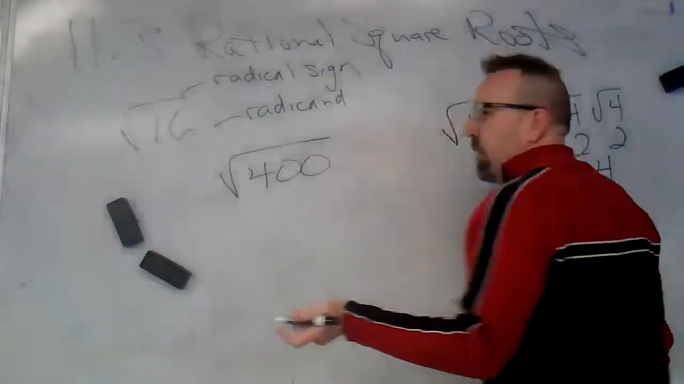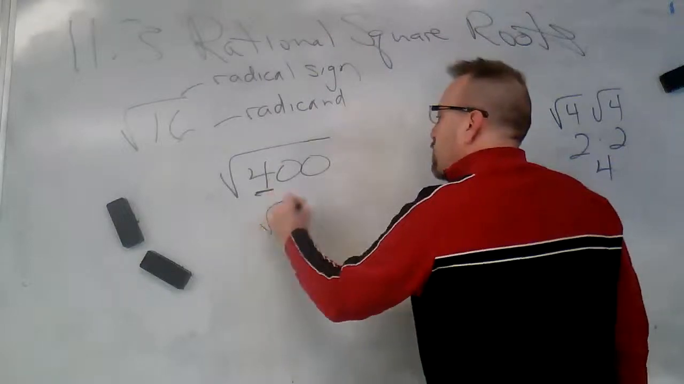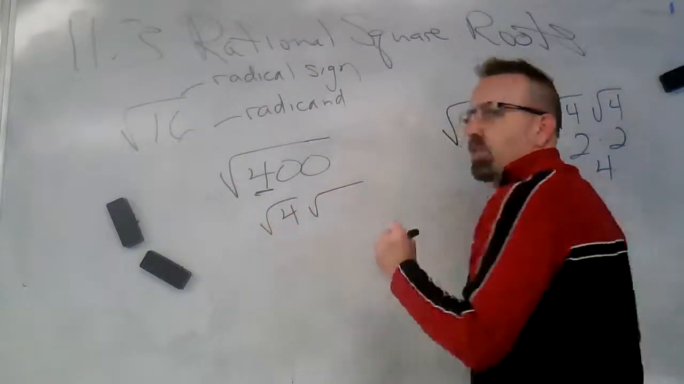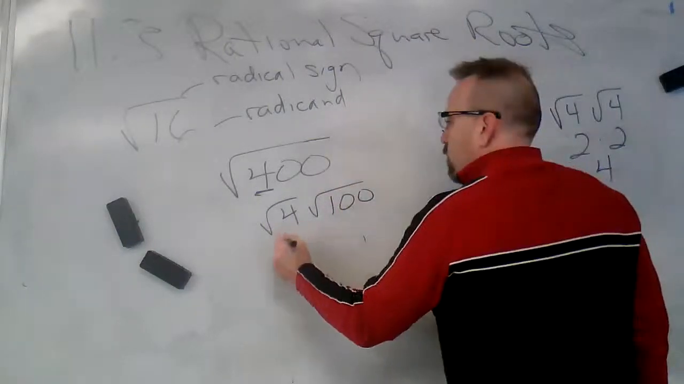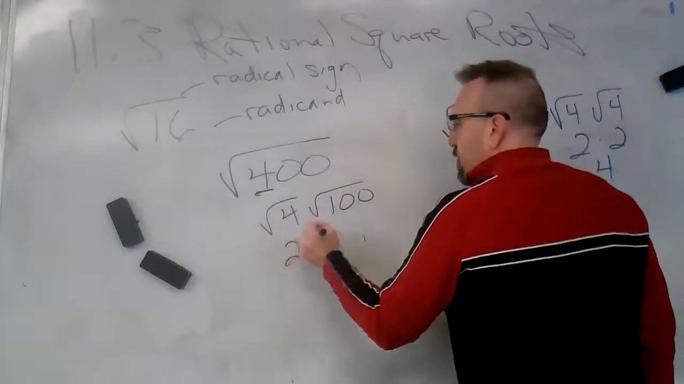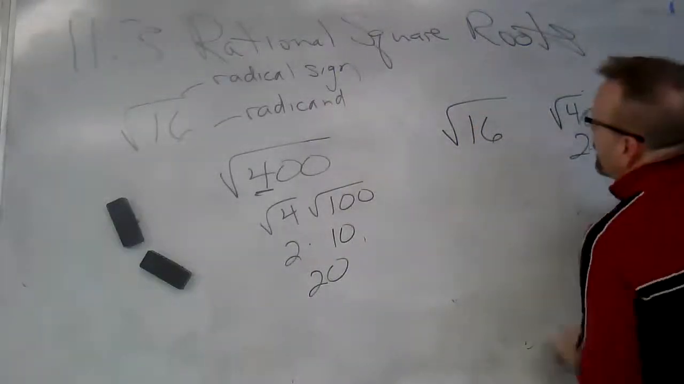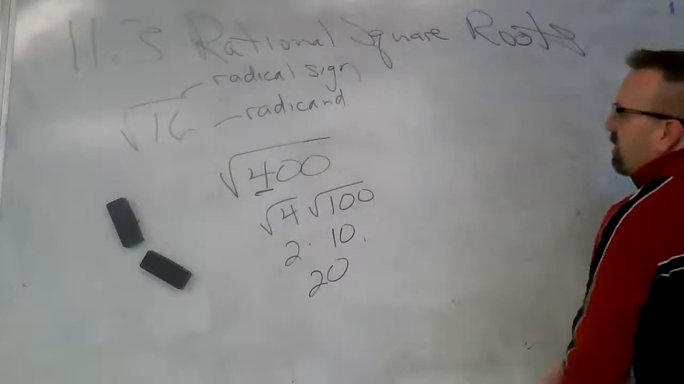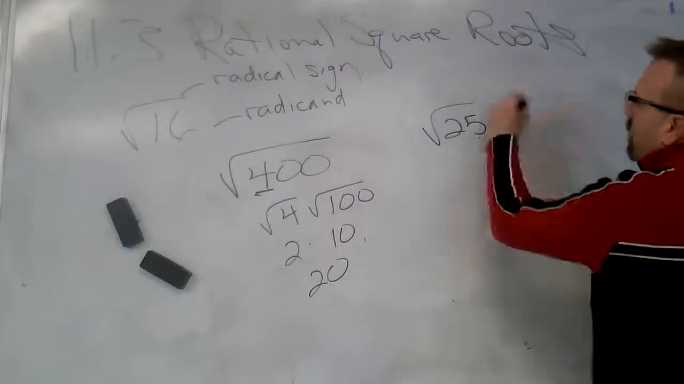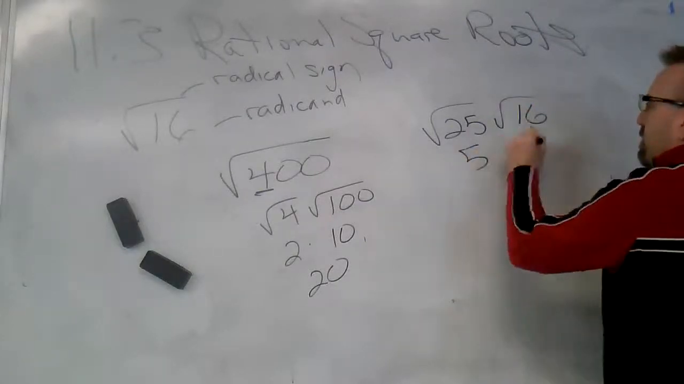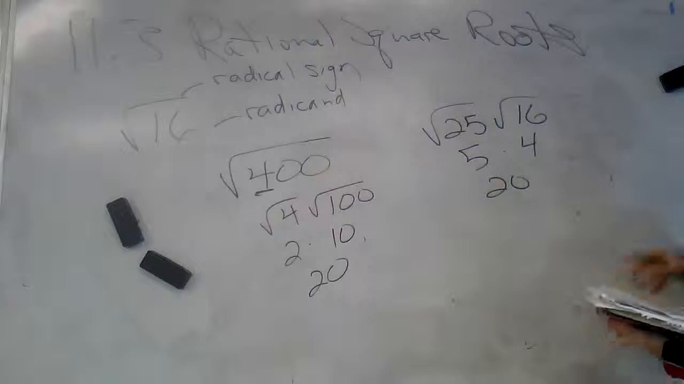20 is not a perfect square, but think, what's that right there? 4 times what? 4 times what is 100? Are those both perfect squares? And then we'll do it where we break it down a little bit differently too. So that's 2, that's 10. Or were you telling me the answer was 20? Oh, I didn't want the answer. I wanted how to get there. So we could have done it a different way as well. Could have been 25 times 16, so 5 times 4.